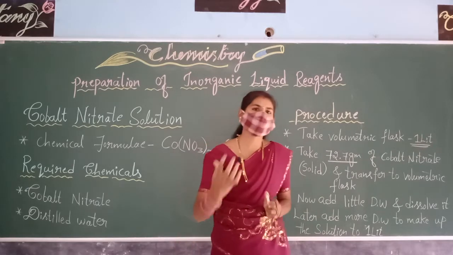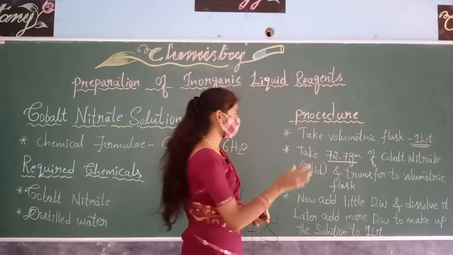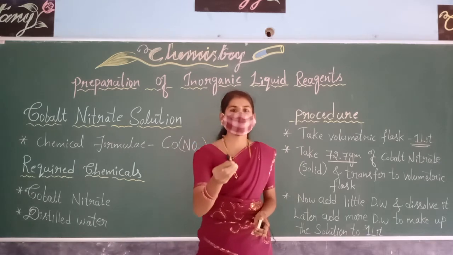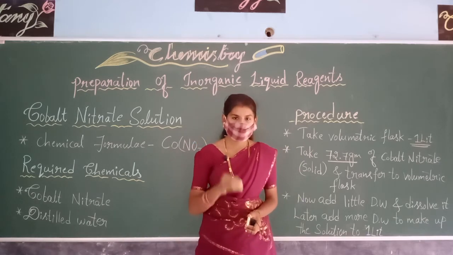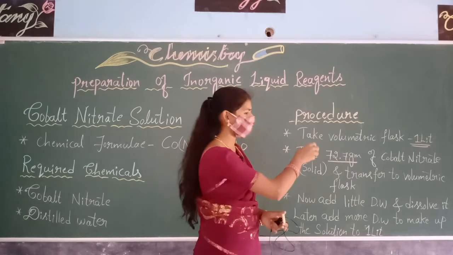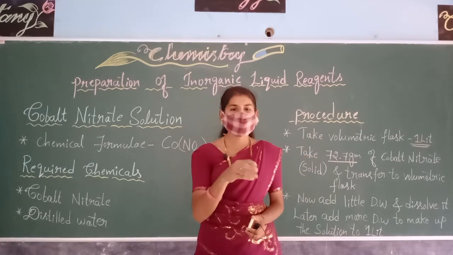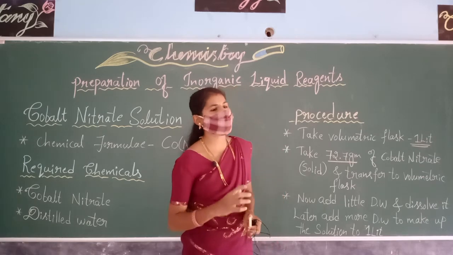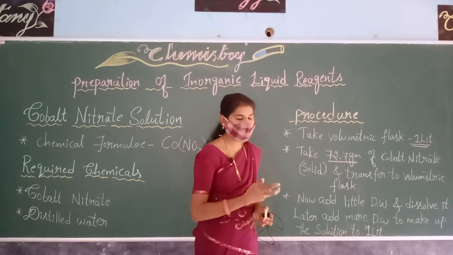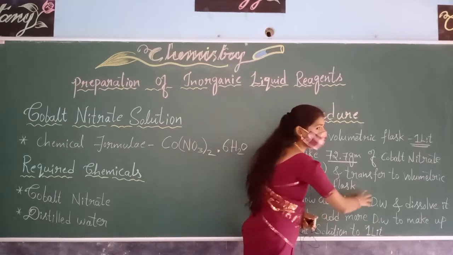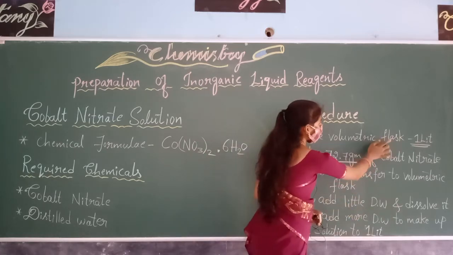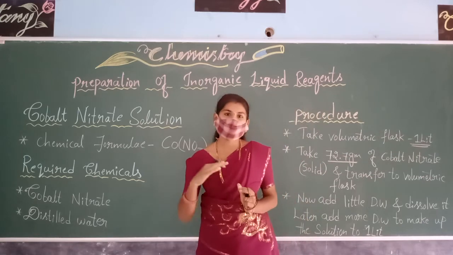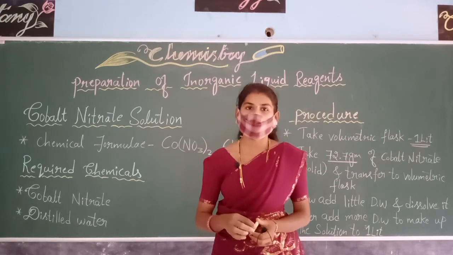After we have transferred the solid crystals into the volumetric flask, we have to add a little amount of distilled water first. Then we should make the crystals dissolve in the little amount of distilled water. After the crystals are completely dissolved in the little amount of distilled water, now the rest part of the volumetric flask, which was 1 liter, we have to fill completely with more distilled water.